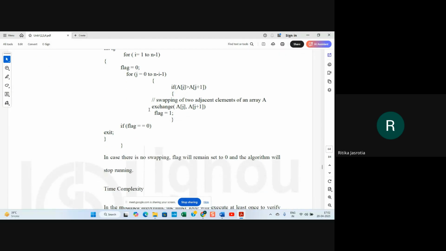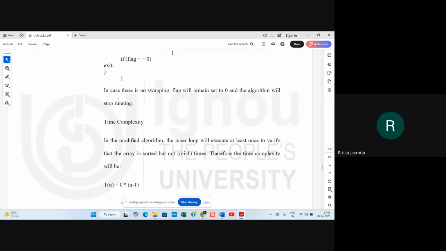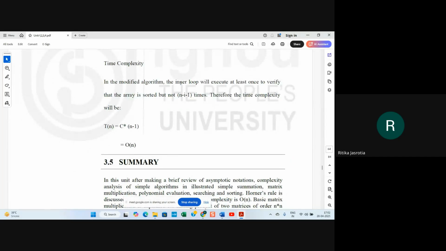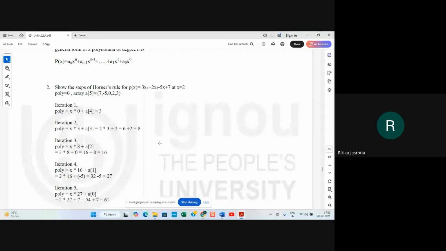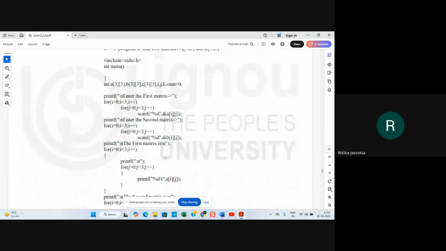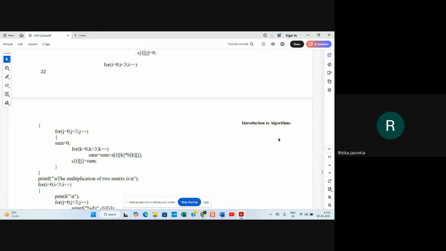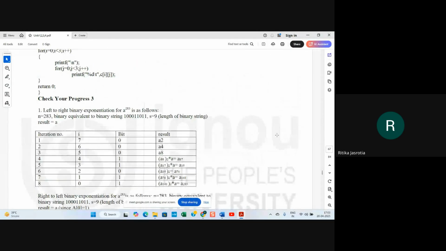And they have set a flag also. In case there is no swapping, the flag will remain set to 0 and the algorithm will stop running. So in the modified algorithm, the inner loop will execute at least once to verify that the array is sorted, but not n minus i minus 1 times. Therefore, the time complexity will be C into n minus 1, that is O(n). So you can improve the solution again to find the best solution of the algorithm.